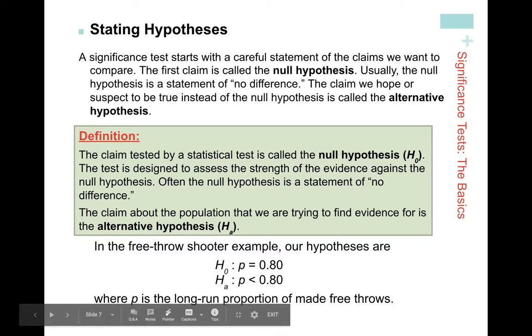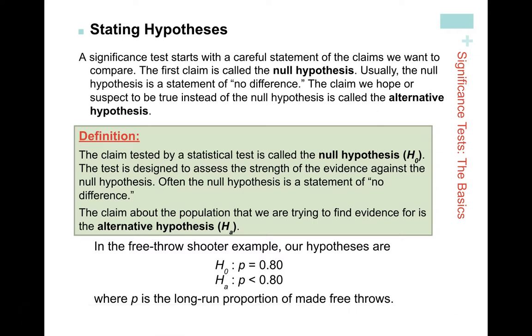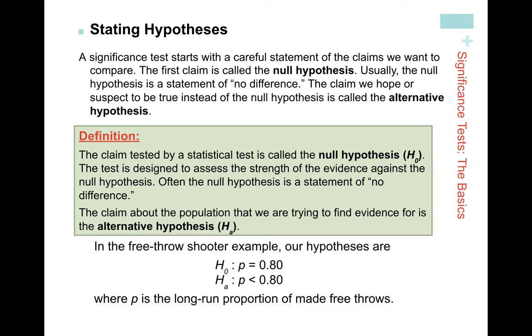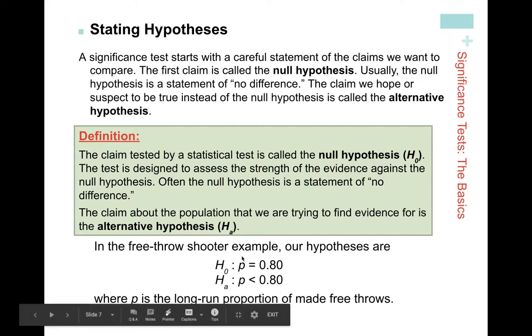So what does that mean? If you were to write H null P hat equals 0.80, that would get an instant 0 on that FRQ for the AP exam. Or if you were to write H null X bar equals whatever, that would get an instant 0. So do not write anything about statistics, anything about the sample, in your hypotheses.